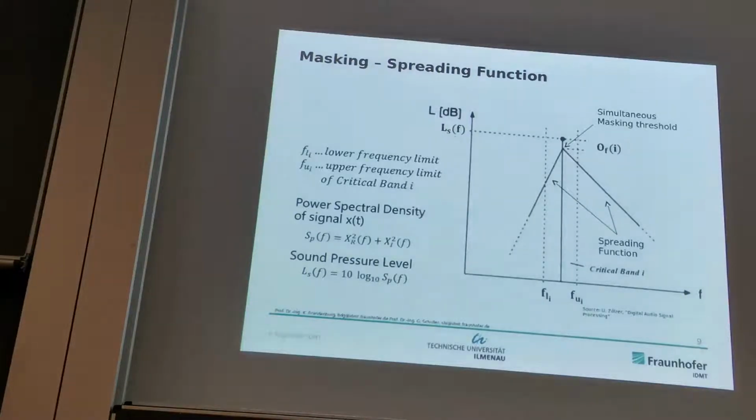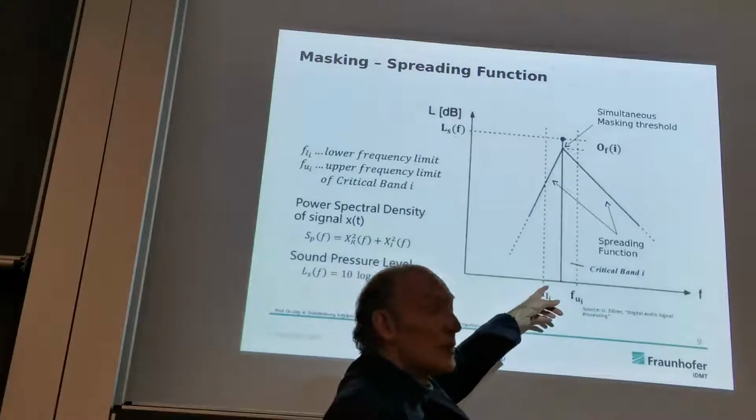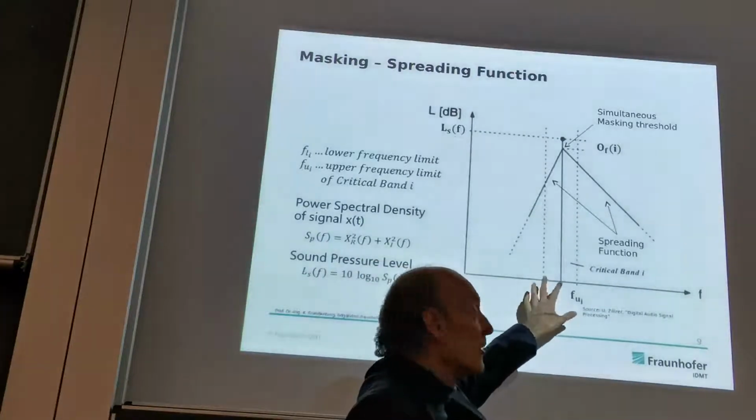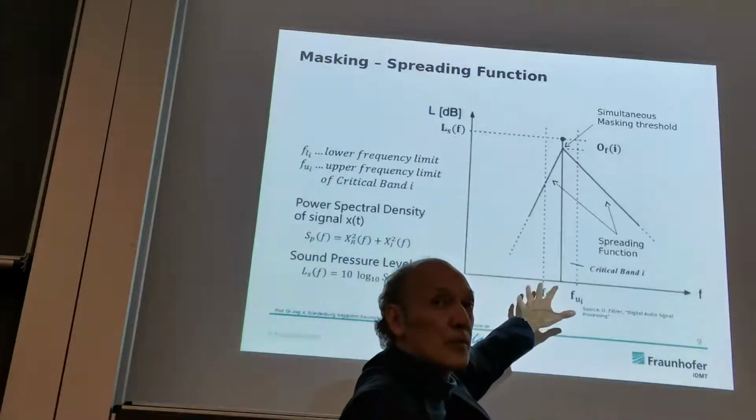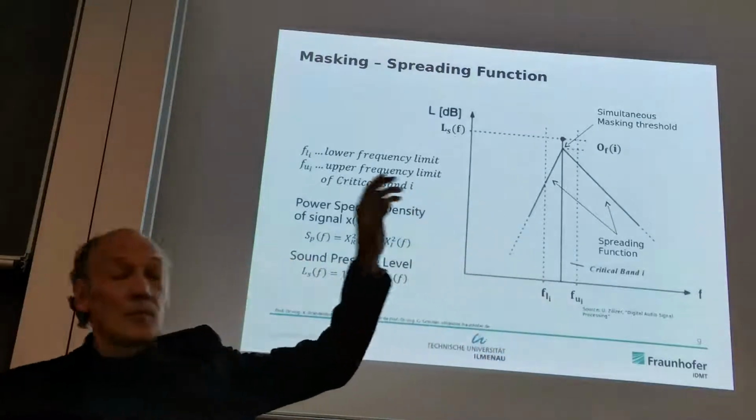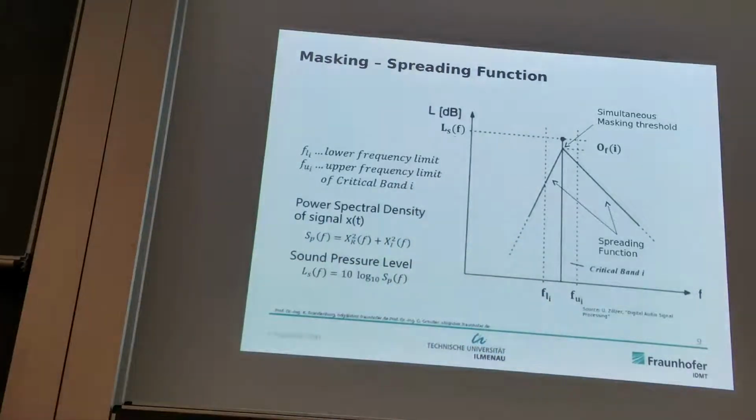So it fits. This is frequency, and for each block with index n, we have a frequency representation. So we apply this quantization one block after the other, but remember, from one block to the other, we might have different signals. So basically, we need to recompute this masking threshold for each block of our signal.